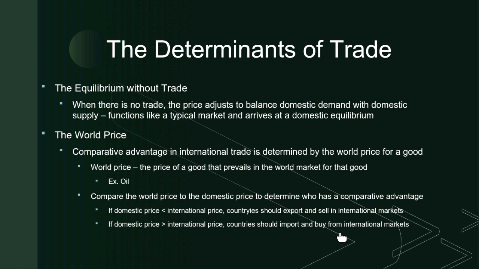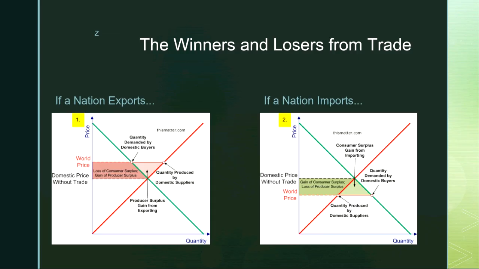If the prevailing world price can sell it cheaper, well, no one's going to buy our producers' goods because if our producers tried to export it, their price would be above the world market. So people just prefer the other countries providing oil at the world market, and our consumers could benefit by purchasing at the international price. And so if the domestic price prevails higher than the international price, we say countries should import and buy from international markets. In practice, what this means is the following.